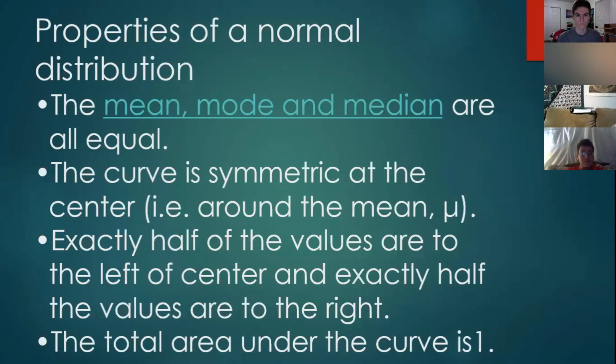Properties of a normal distribution. The mean, mode, and median are all equal. The curve is symmetric at the center, i.e. around the mean. Exactly half the values are to the left of center, and exactly half the values are to the right. The total area under the curve is 1.